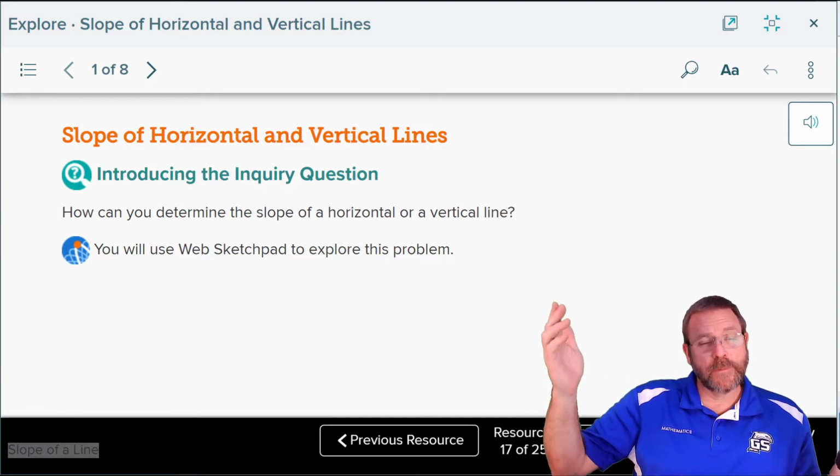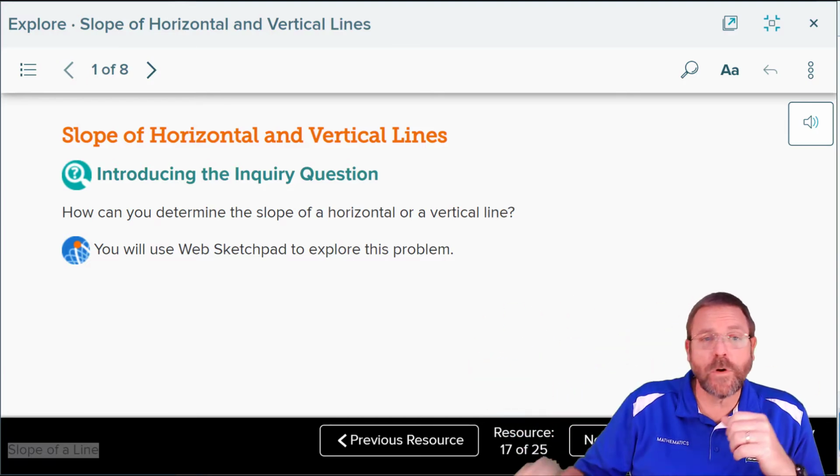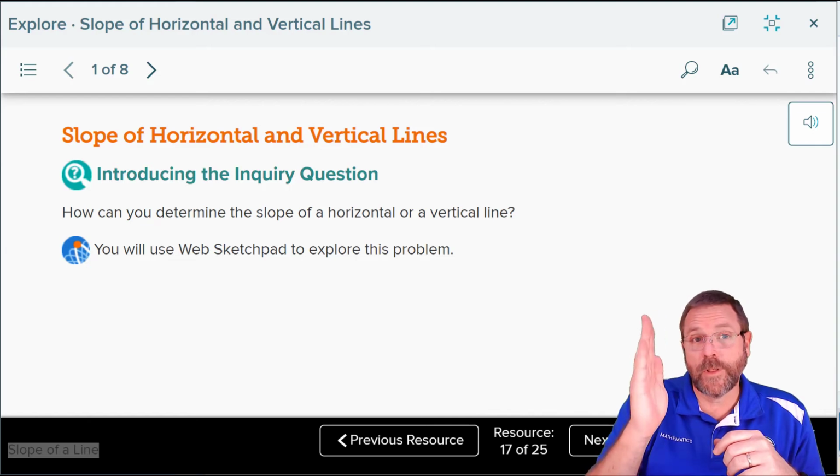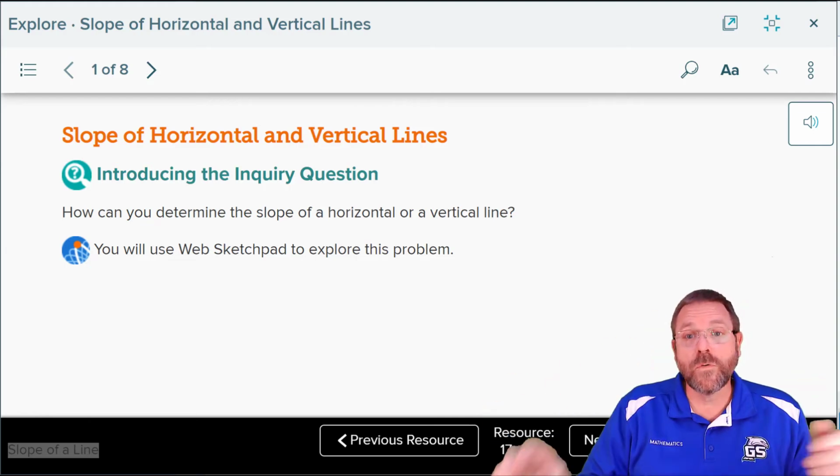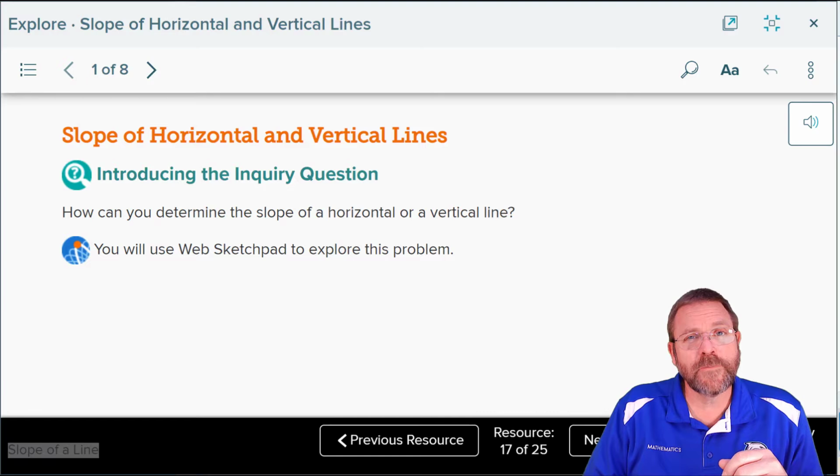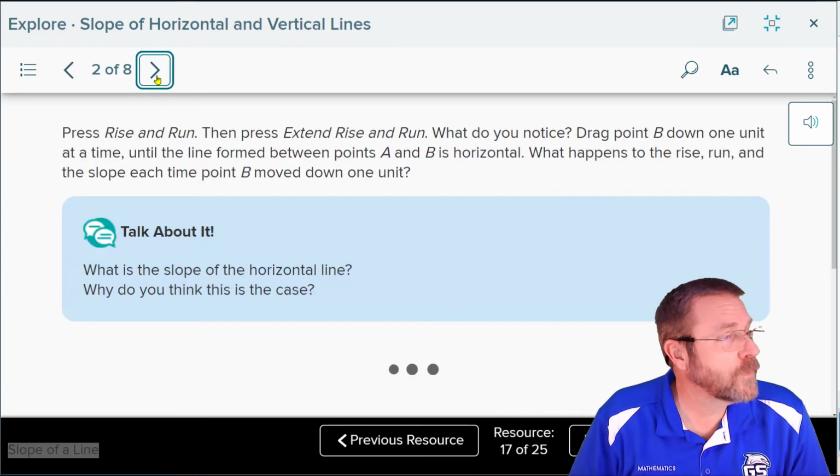What's the slope going to be? It's going to be 0. We'll talk more about that. The vertical line, though, that creates a whole new bucket of worms. It's kind of undefined. Let's take a look at this a little further.